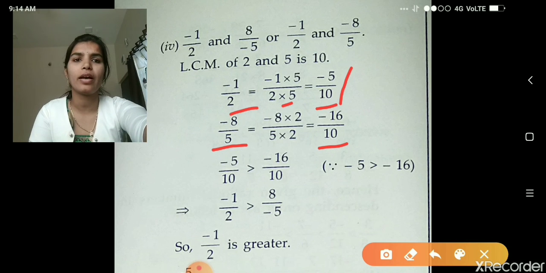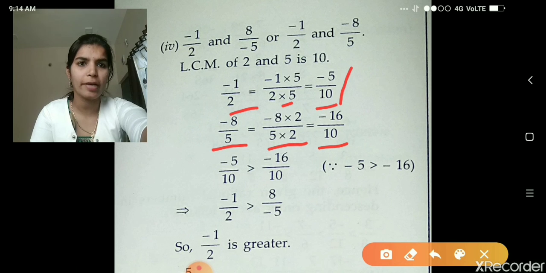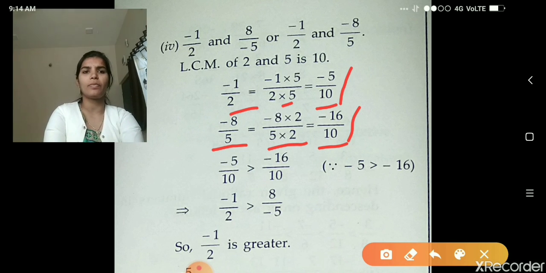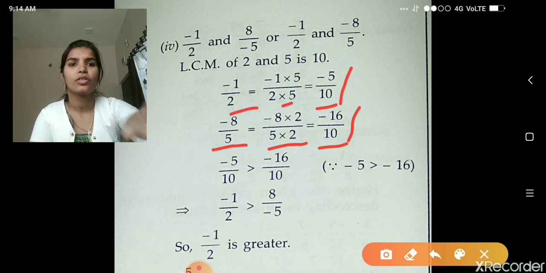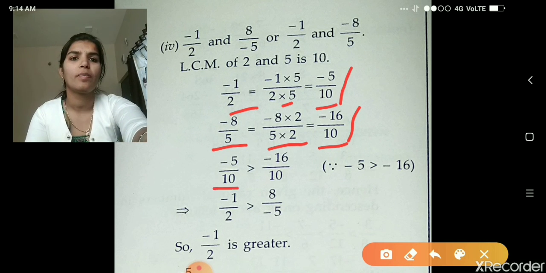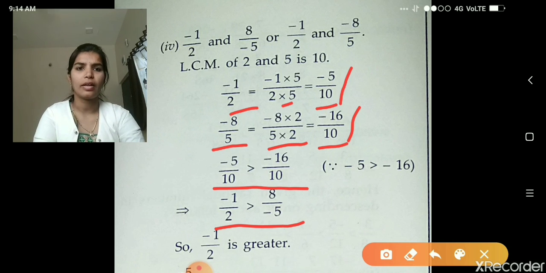See, then we are multiplying the numerator and denominator by 2. So we get these two rational numbers. First one is minus 5 upon 10 and second one is minus 16 upon 10. So from these two we know that minus 5 is greater than minus 16. Therefore minus 5 upon 10 is greater than minus 16 upon 10, and minus 1 by 2 is greater than 8 upon minus 5. Okay, so you all understand our first question?